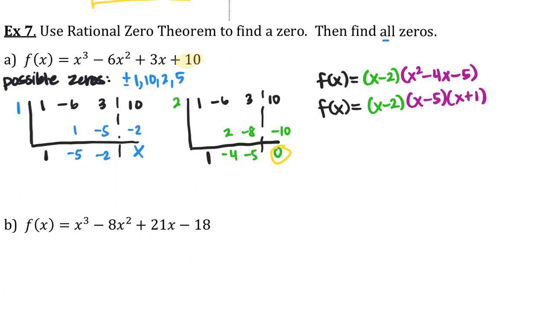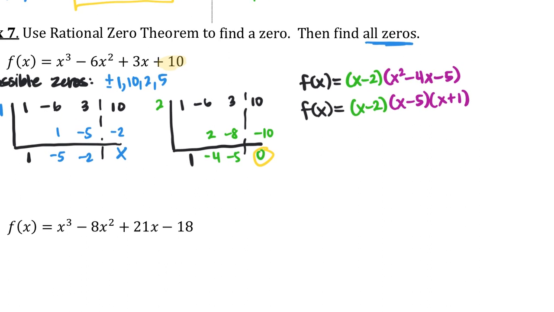Now I have factored it completely. But they want me to find all the zeros. So they want me to figure out the actual x values when this is equal to 0. So if I make this equal to 0, what are my answers? x equals 2, x equals 5, and x equals negative 1. So I got all 3 of my zeros.